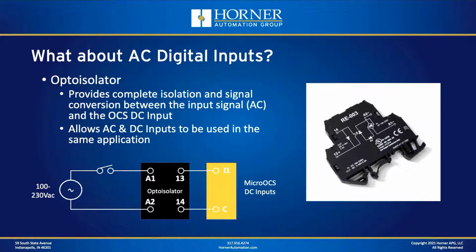From a wiring standpoint, I've shown the diagram in the bottom center of the slide. We start with our AC running through a switch of some sort, and the hot signal is going to get passed into one side of the optoisolator. Of course, there's also a neutral reference that has to be connected on the AC side. Then there's optical isolation internal to that device, and then a DC side to that device, which you connect to the input of the OCS. Very straightforward. Let's take a closer look at what one of those looks like.